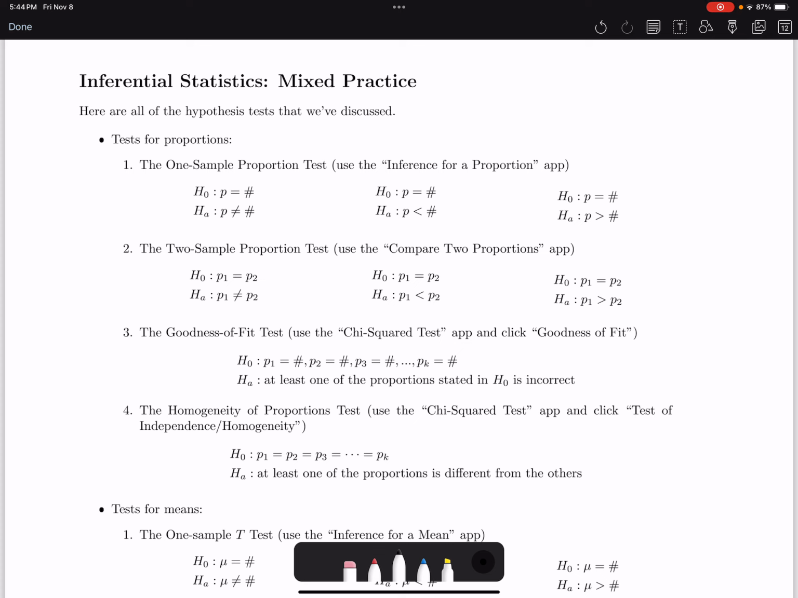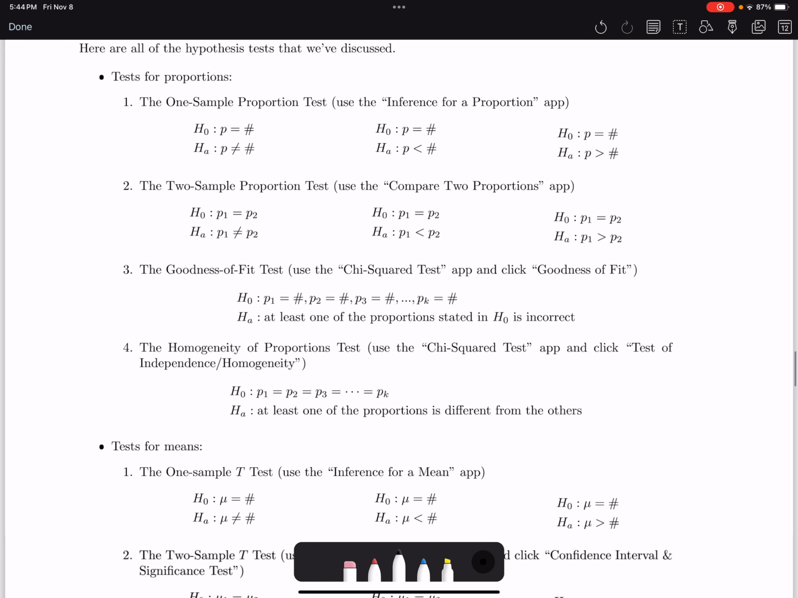With a two sample proportion test, of course, you're comparing proportions from two different samples. And these are the way that you would state the hypotheses. You would literally write P1 equals P2 as your null hypothesis. You wouldn't need to try to change the numbers or anything. The third test that we talked about for testing proportions is the goodness of fit.